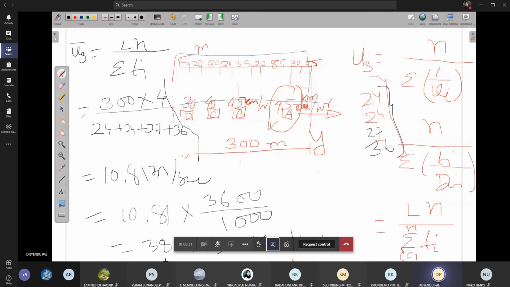Okay, but the earlier method will not give you the appropriate answer because your distance is not the same. If the distance is the same, then you can do it this way or the other way. Whichever way you do, you will get the same space mean speed. But whenever the distances are not the same, we have to do it this way to find out the space mean speed.